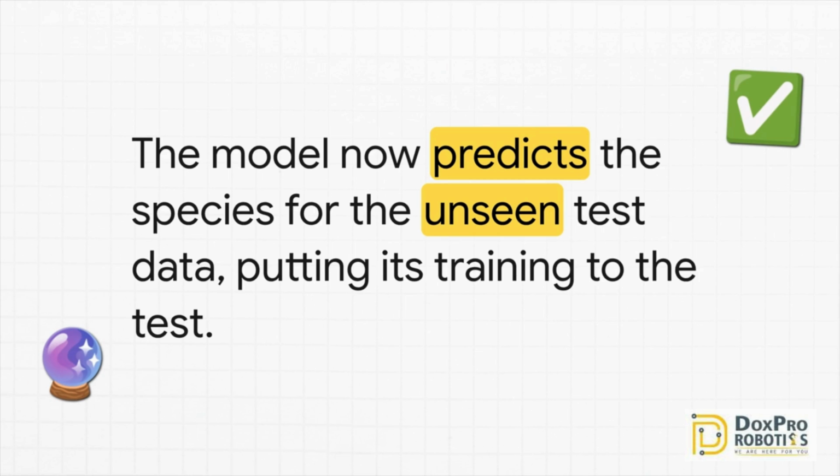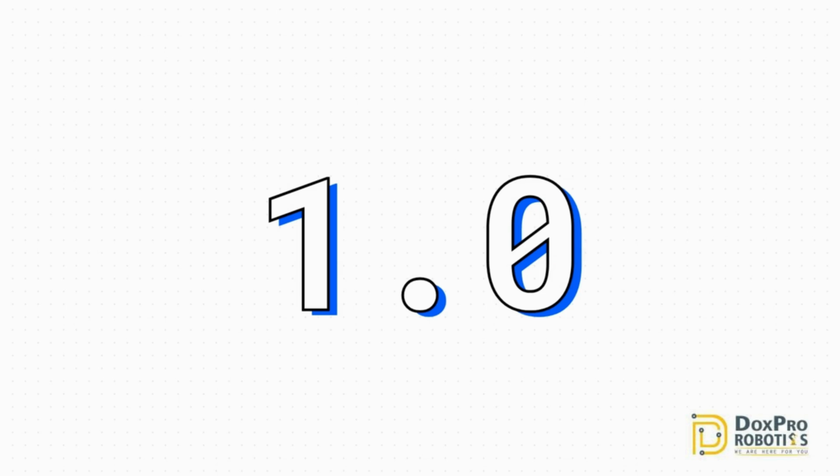And now it's up to us to grade the test. And the result? A perfect score, 1.0. That means 100% accuracy. Think about that for a second. On data it had never seen before, our model didn't make a single mistake. That is a flawless performance.